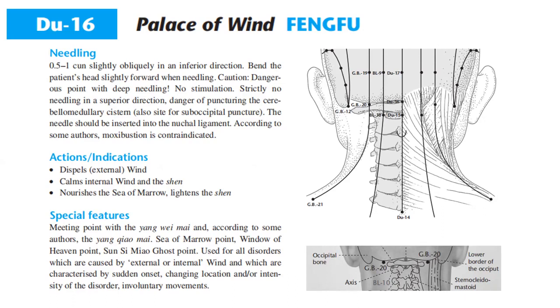For the action and indication, DU16 dispels external wind, calms the internal wind and the Shen, nourishes the Sea of Marrow, and lightens the Shen. For special features: meeting point of the Yang Wei Mai and, according to some authors, the Yang Qiao Mai; Sea of Marrow point; Window of Heaven point; Sun Si Miao Ghost point. Used for all disorders caused by external or internal wind and characterized by sudden onset, changing location and/or intensity of disorder, and involuntary movements.